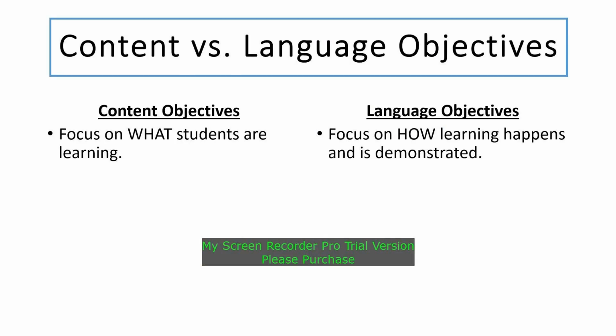We've been talking about content objectives, but now I want to talk about the difference between content and language objectives. A simple way to explain the difference would be to say content objectives focus on the what of student learning, and language objectives focus on how that learning happens and is demonstrated. Language objectives are important because in addition to the subject area content that students are learning, language is naturally embedded in every lesson or assignment in which students engage.